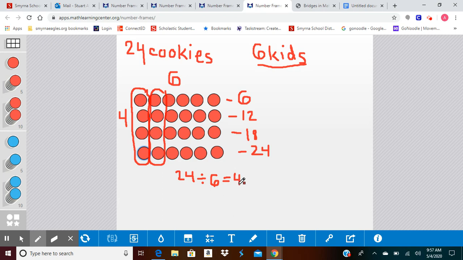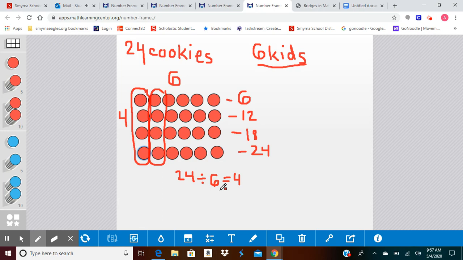But wait, that's not all. This section is asking you to come up with fact families. And in my class, we always sing when we hear the word fact families. We sing, "We are family." That was beautiful, right?